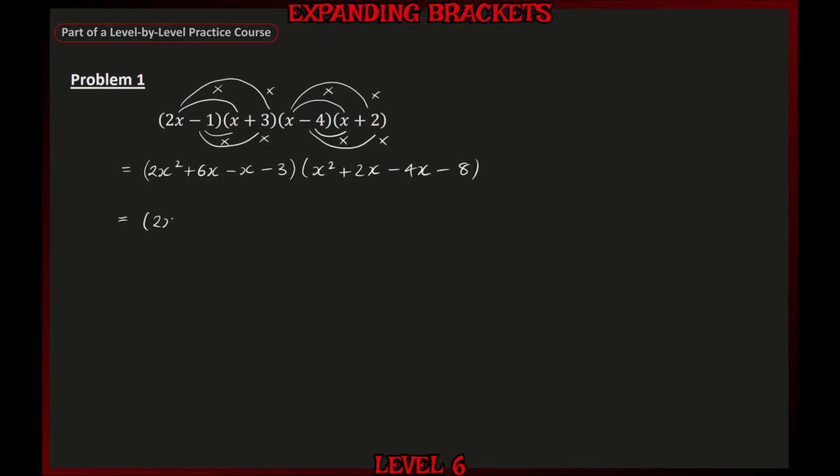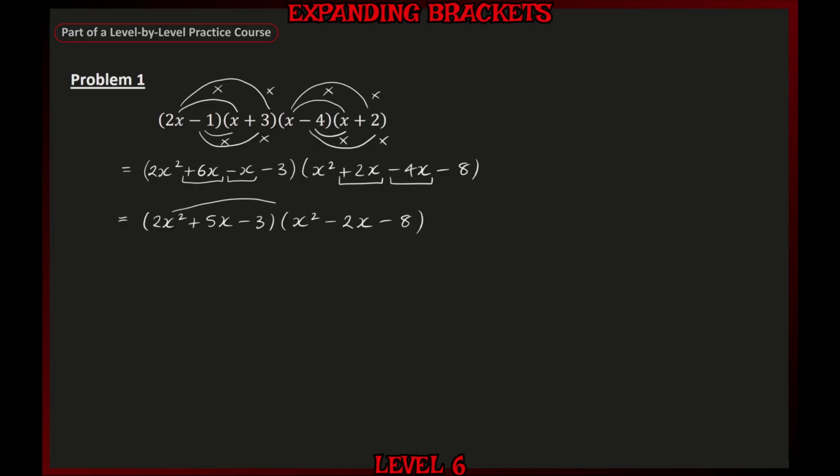So in the first bracket we have 2x squared, the plus 6x and the minus x combine to give us plus 5x, and we have a minus 3 at the end. And in the second bracket we have x squared, and the plus 2x and the minus 4x combine to make minus 2x, and we have a minus 8 at the end. Now that we've simplified, we can expand these two brackets.